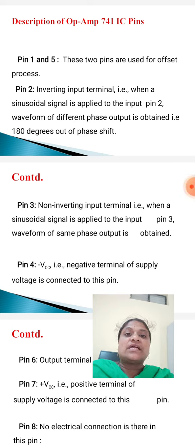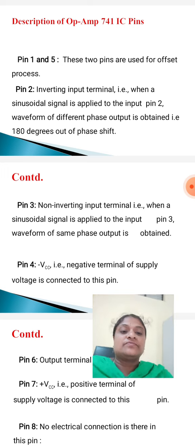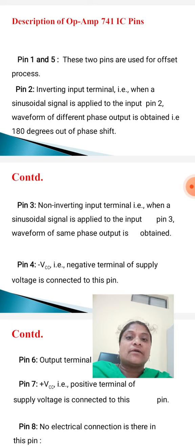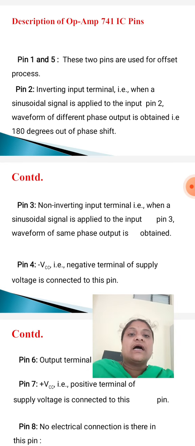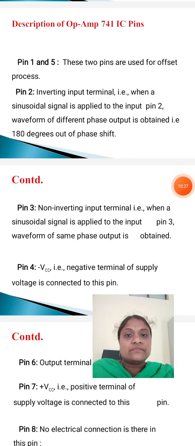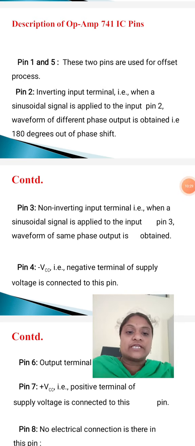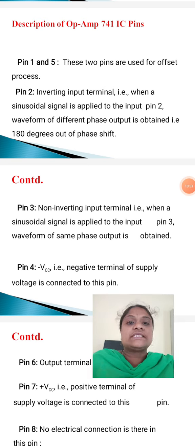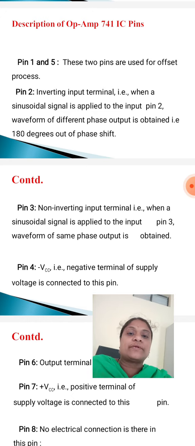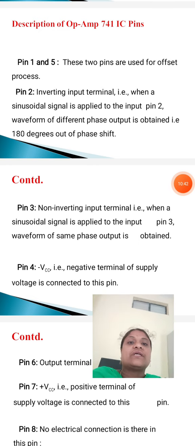That is, when a sinusoidal signal, that is the sine wave, is applied to the input pin 2, a waveform of different phase is obtained at the output. That is a 180 degrees out of phase shift. I repeat, pin 2 is connected to the inverting input terminal, and a sinusoidal signal applied to it gives an output with a 180 degrees phase shift.